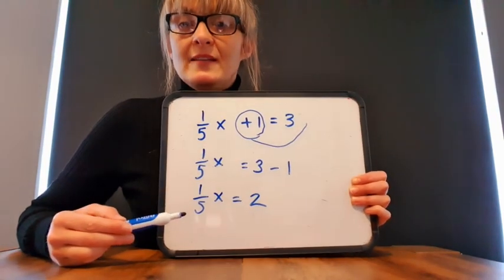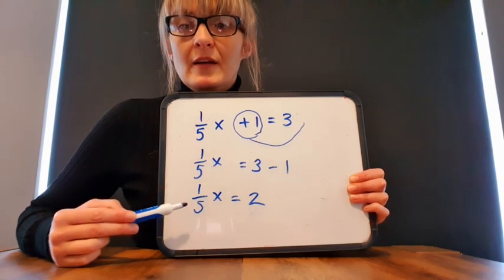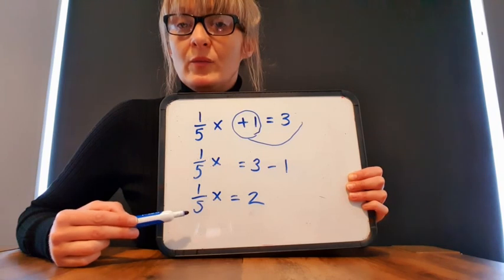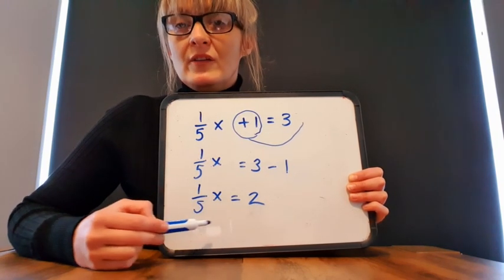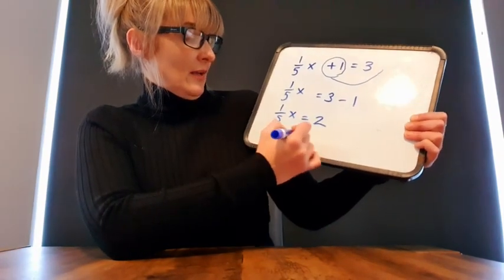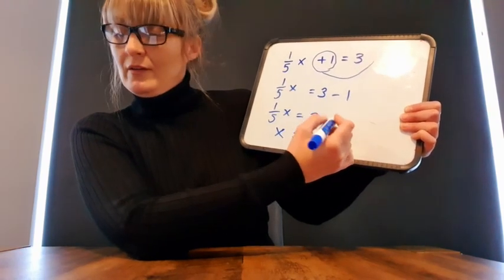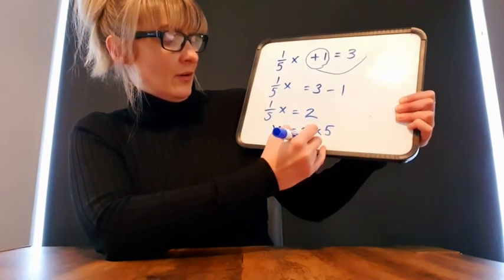We're dividing here. The numerator is 1, we can just ignore that. The denominator is 5. We divide with the denominator, so when we take it across the magic bridge, the division turns into multiplication, which would be x equals 2 multiplied by 5. So x equals 10.